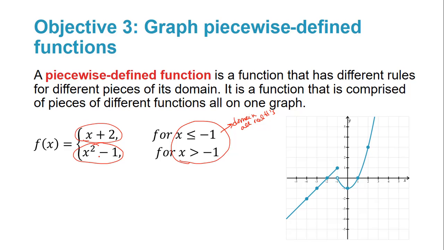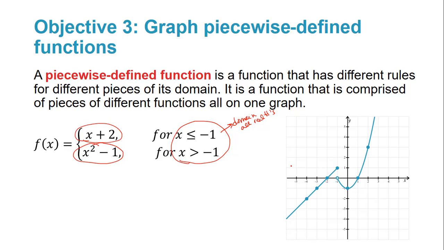Now notice also that there is only one output for every input of x, because a number will either be less than or equal to -1 or greater than -1. It can't be both. So depending on where the x value lies, only one of these two function rules will be used to calculate the output value.